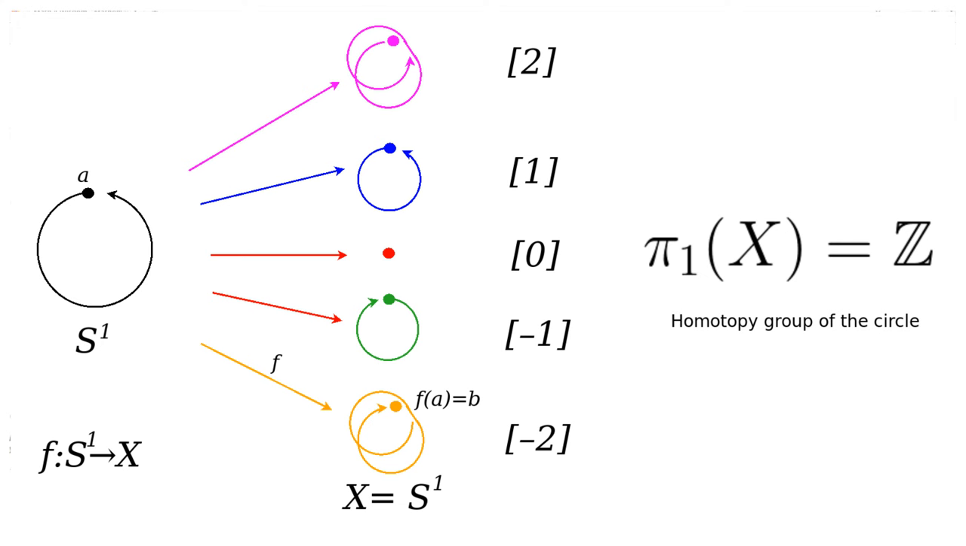You'll have lots and lots of loops, but basically they'll come into classes. So for example, if you're looking at maps from a loop to the circle itself, well, the loops may go on and on and on in that loop, but basically when you stretch them, when you modify them, they'll give you winding numbers. So maybe it'll just all shrink to a point, but maybe it'll wrap around once or twice or three times. And so those would all be given different classes, or you could go in the opposite direction. Those would be, let's say, the negatives. This gives you the group, which would be Z, the integers.